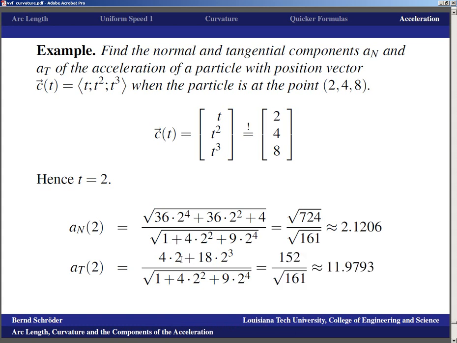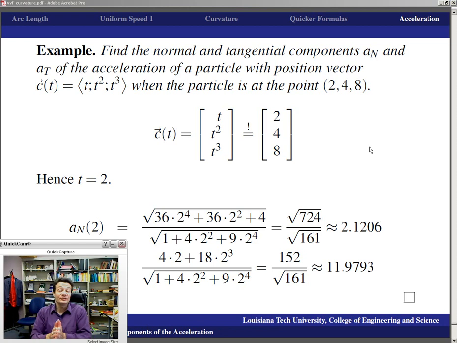And that, of course, if you want to have the number, you work that out with a calculator. That's approximately 11.9793. And that's the end of this example. So, what have you seen here? You have seen, hopefully, exactly what I've promised you. There is nothing in this computation that you can't do. You just have to organize it right.